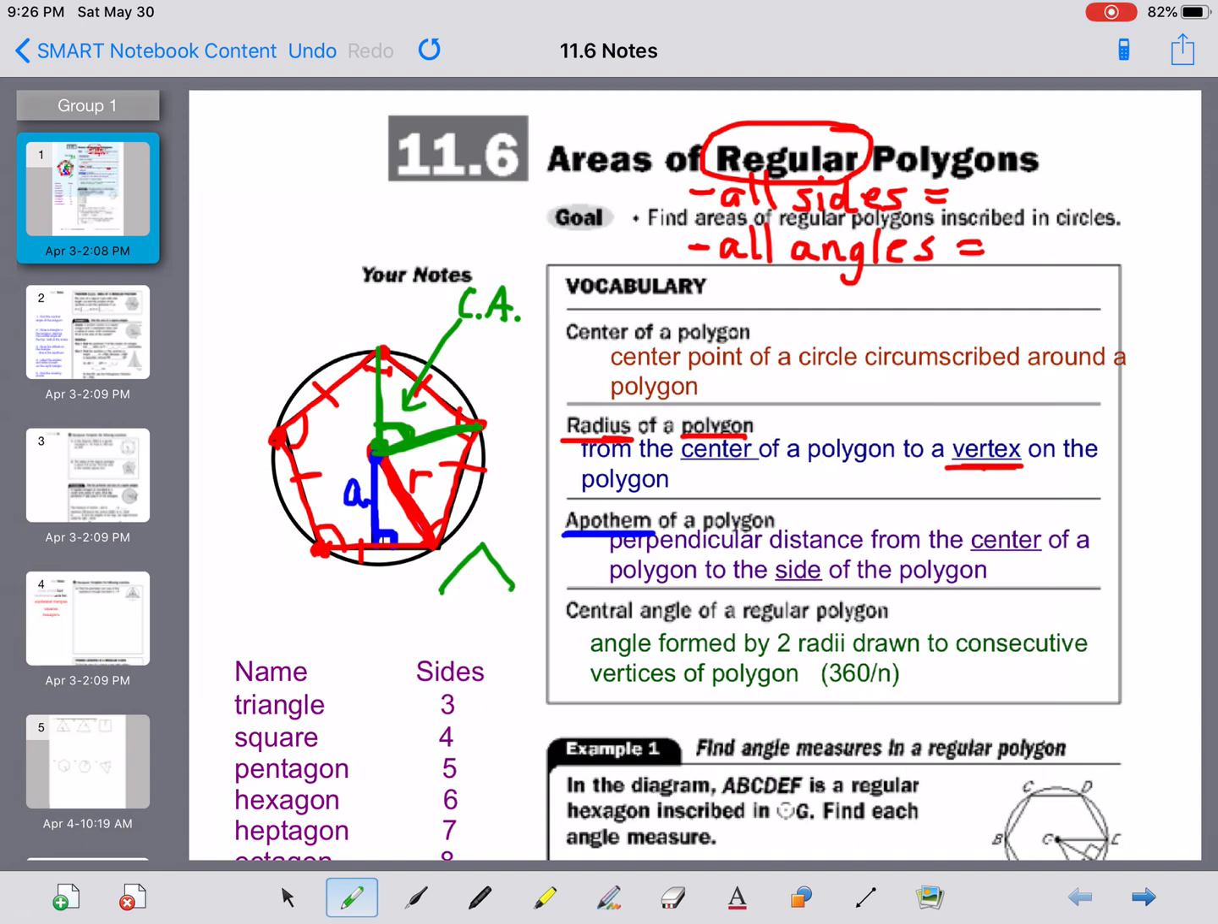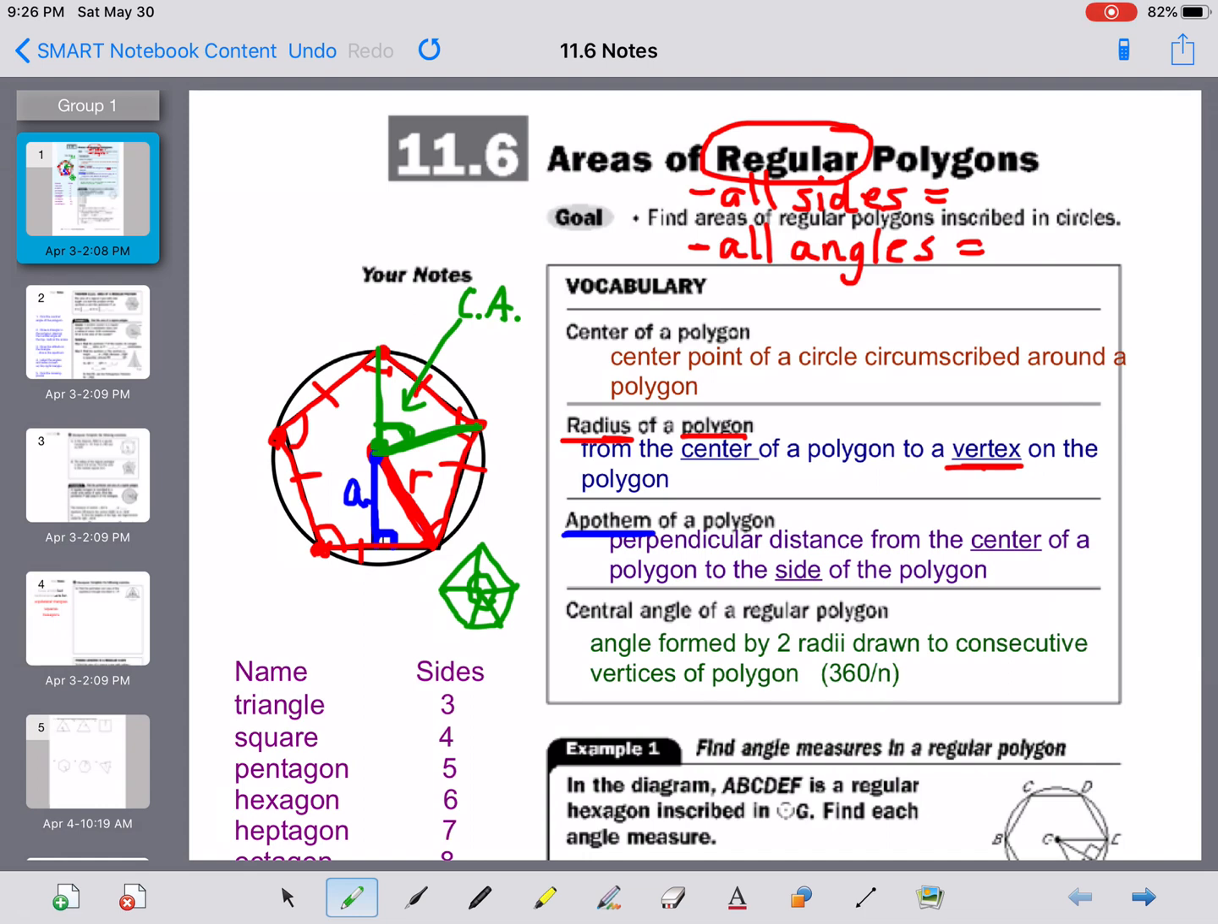So I'm going to just try to draw it away here for a little bit so you can kind of see. So if I draw one to each one, I have 1 here, 2, 3, 4, and then a 5th one here. So I can actually draw it 5 times, 5 central angles. They'll all be identical because of everything being regular.